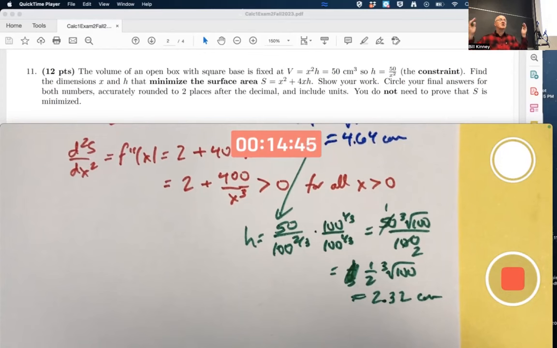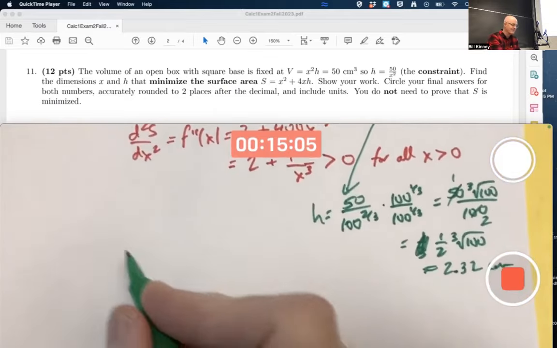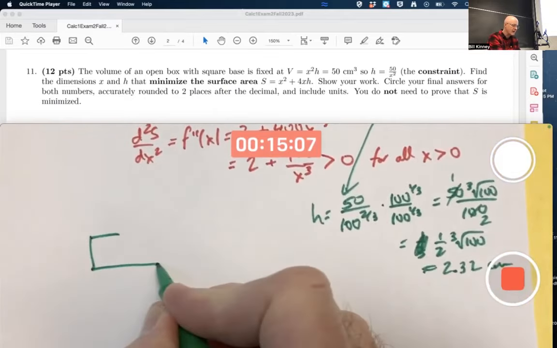Maybe that's something that generalizes to any box with an open top. Maybe. I think it does. Any rectangular box with an open top is going to have a minimum surface area when the dimensions are such that x, the base length, is twice as big as the height. In other words, my drawing is off. It should be a shorter box. It should be a box more like this.